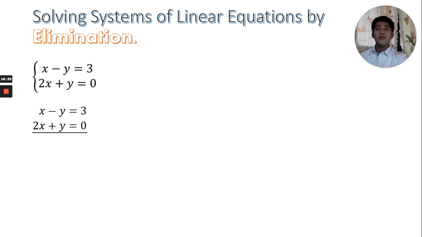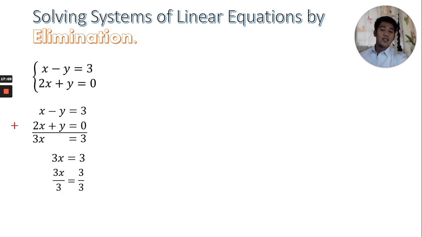So how are we going to eliminate negative y and positive y? Are we going to add or subtract? Very good. We're going to add. So let's add the two equations. X plus 2x will give us 3x. Negative y plus y is 0. No need to write. So by that, we eliminated the variable y, right? Then 3 plus 0 is 3. We have 3x is equal to 3. That is how we eliminate, class.